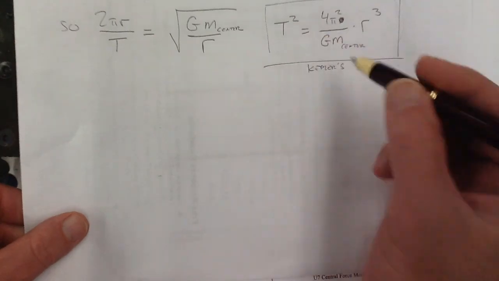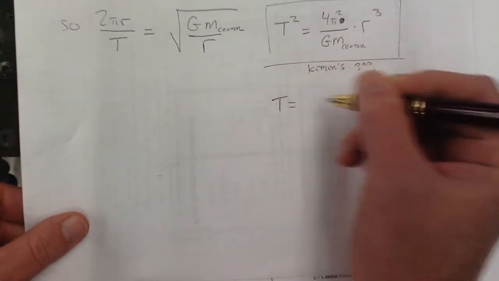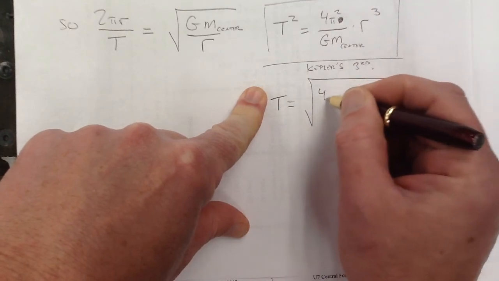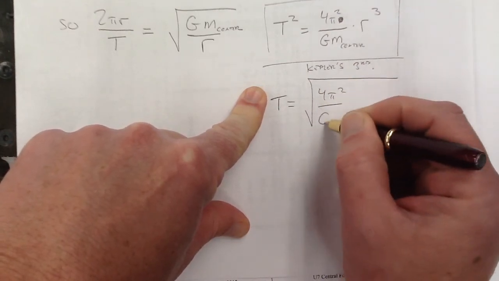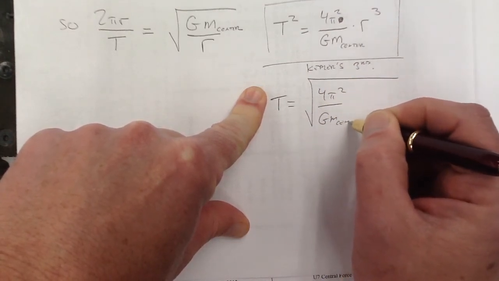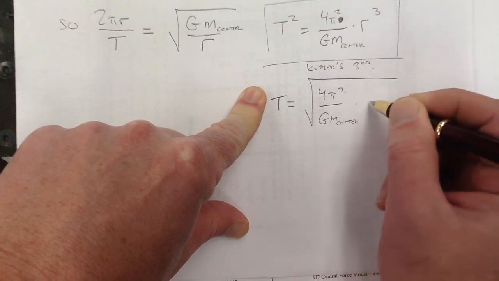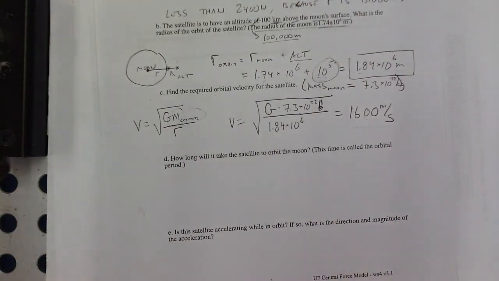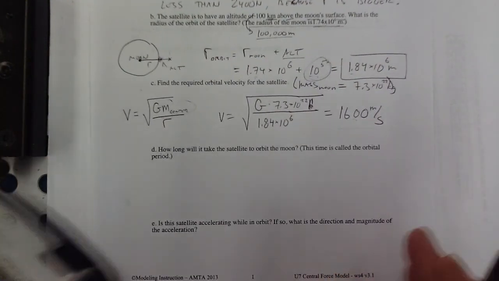So here, if I want to solve this for t, t would be equal to the square root of all of this. 4 pi squared over G, whatever mass of the thing in the center, times r cubed. All of that under the square root sign. All right, so I'll do it that way. I'll pretend I didn't see the easier way to do it.